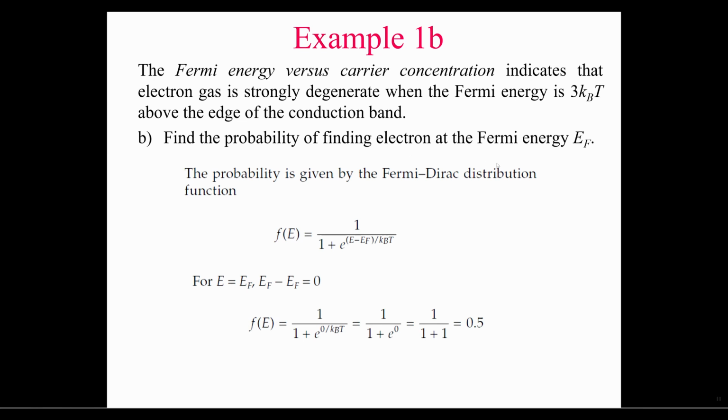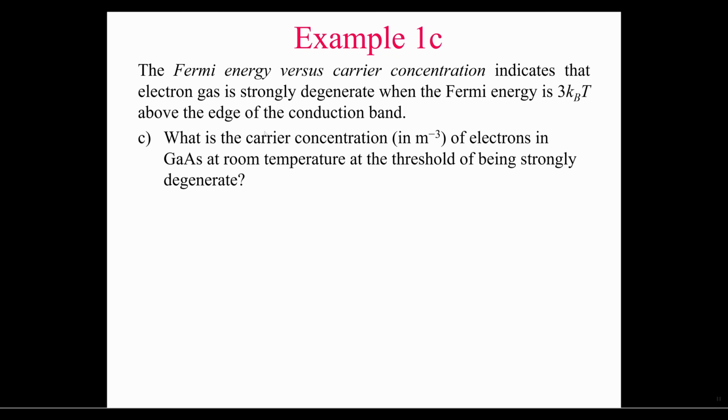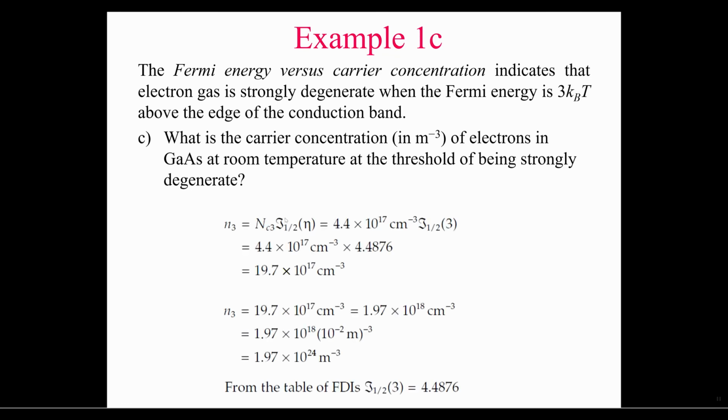What is the probability at EF? Just put EF minus EF, you get 0 here. 1 plus 1 plus 1 is 2, half. Okay. What is the carrier concentration in gallium arsenide at room temperature?